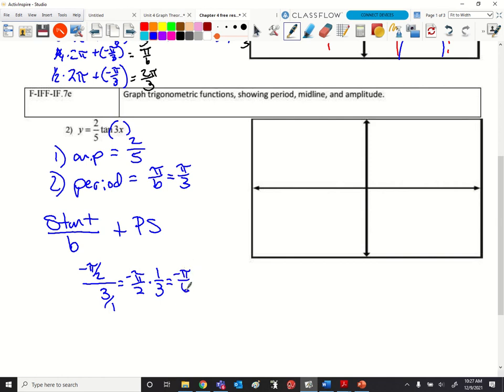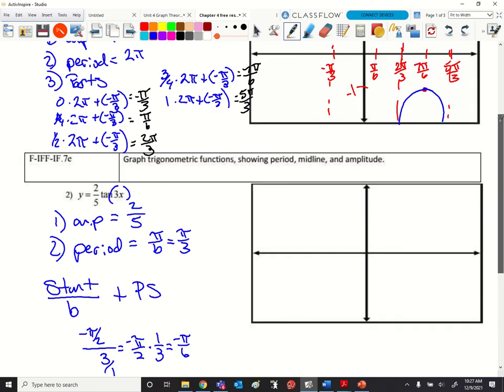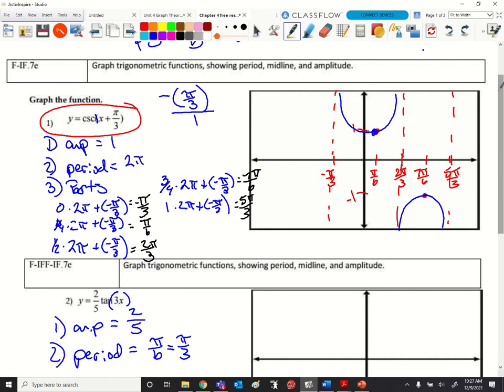Is the phase shift always going to be in parentheses? Yeah, the phase shift would be in the parentheses with the x, adding or subtracting to the x. This one has no phase shift, because the b value is multiplying or dividing the x. Okay?